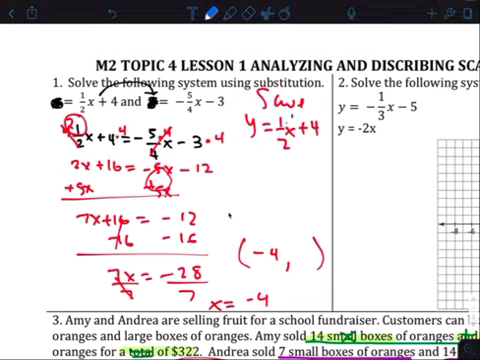Put negative 4 in here, cross cancel, you get negative 2 plus 4, which is 2, so y is 2. So one solution.